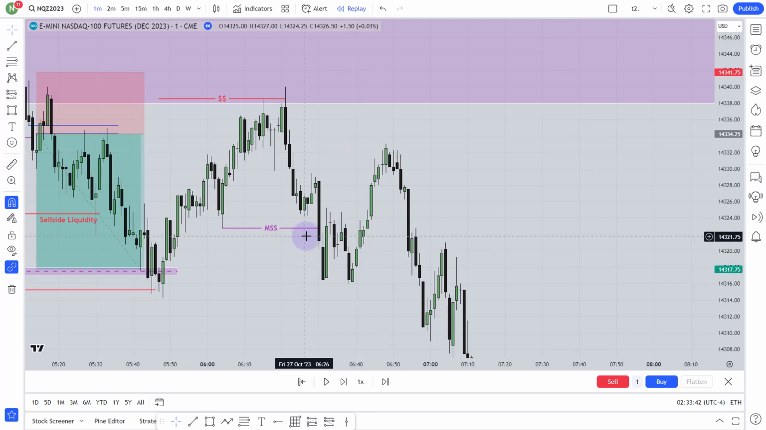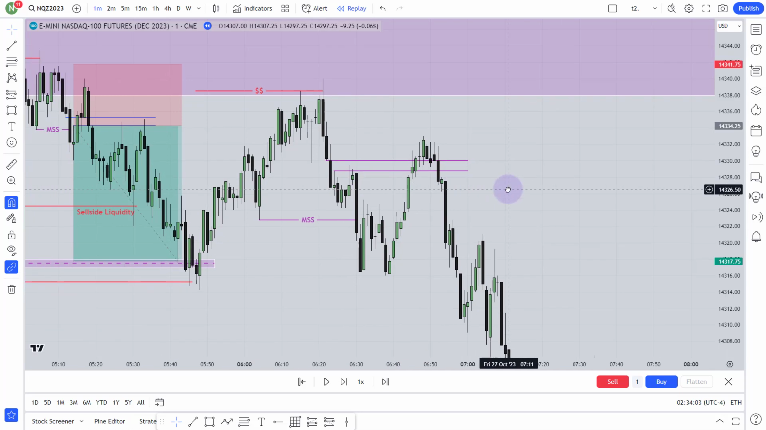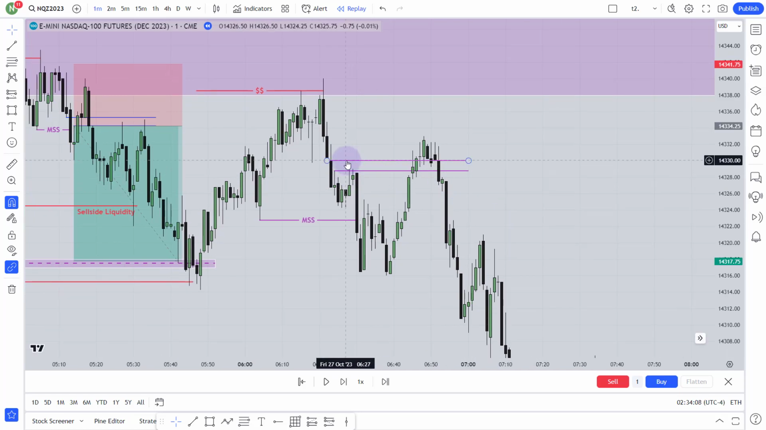Okay, so when I have marked this market structure shift, I will start to look for the fair value gap from above here. Okay, so where is my first fair value gap? I got the fair value gap over here. This is my fair value gap. Now you can see price has traded into it one more time. I mean, price actually came to this fair value gap before. So why am I going to mark this fair value gap again? This fair value gap is not balanced. Until it is balanced, I will keep that fair value gap for reuse.